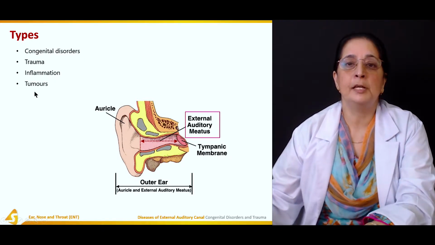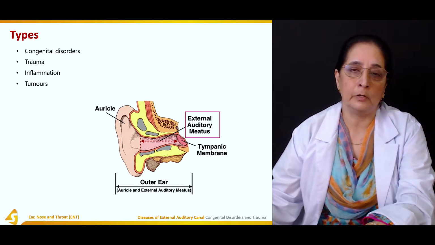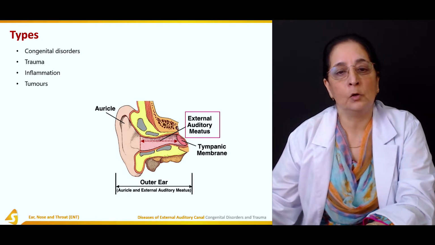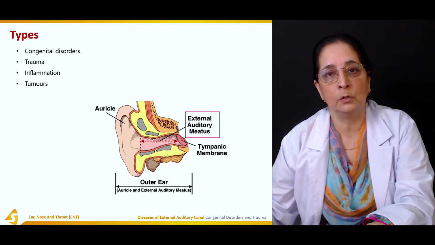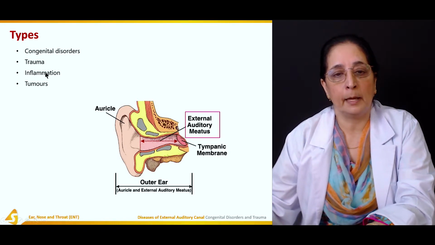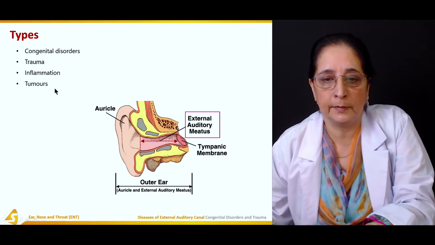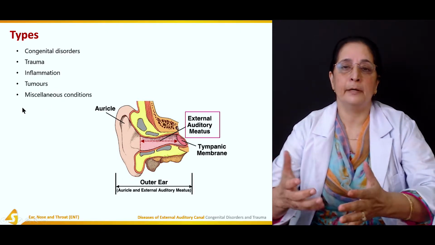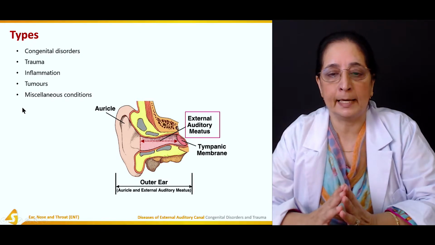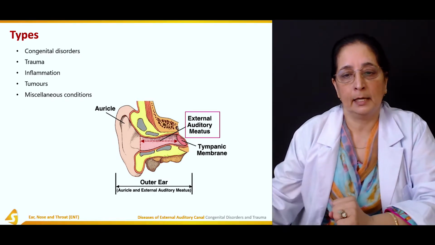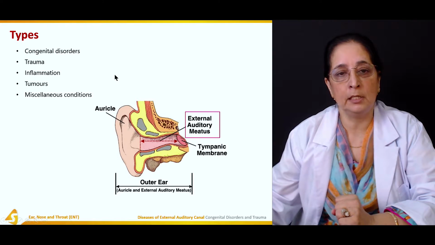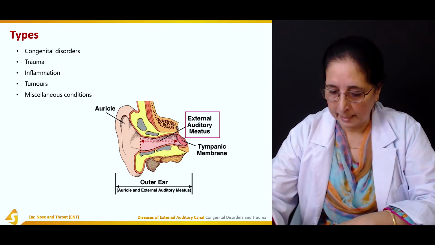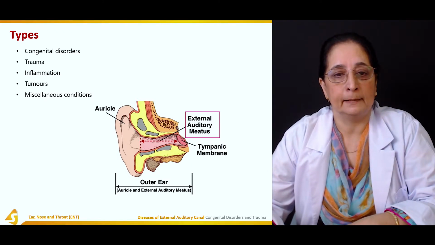Then we have different tumors. We will talk about the different tumors that affect the external ear later on. Different tumors can also cause abnormalities or disorders of the external ear. And also some miscellaneous conditions can affect the external ear. So these are all the types of abnormalities that can affect the external ear.